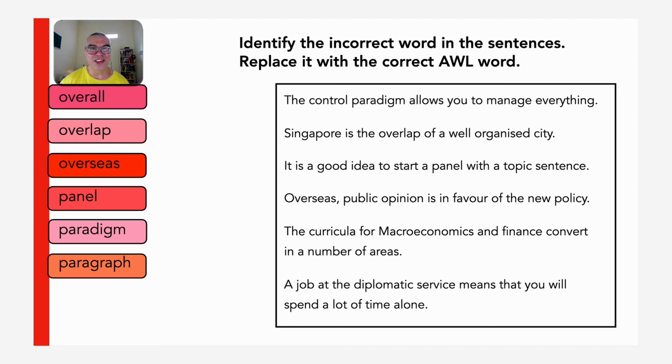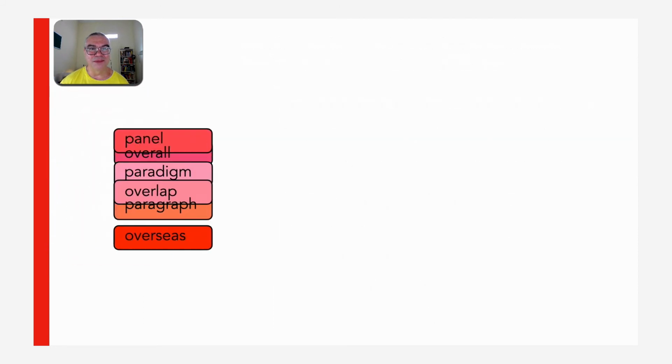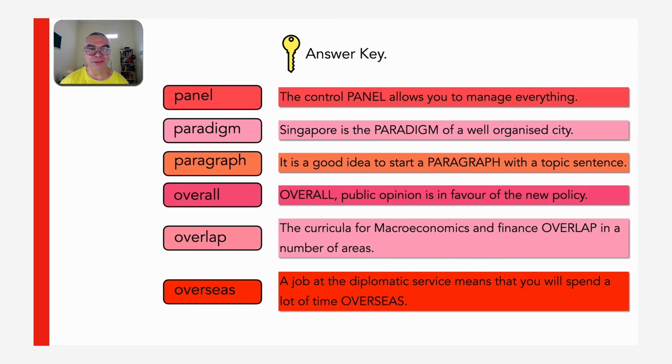Here is the answer key then, and we start with panel. The control panel allows you to manage everything. And then paradigm. Singapore is the paradigm of a well-organized city. Paragraph. It is a good idea to start a paragraph with a topic sentence.